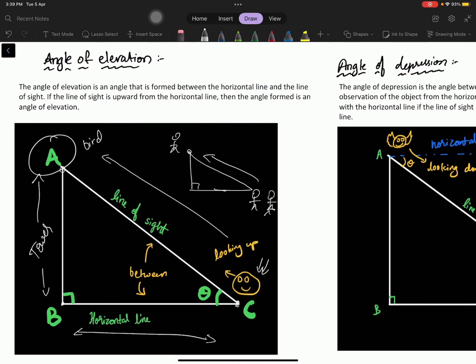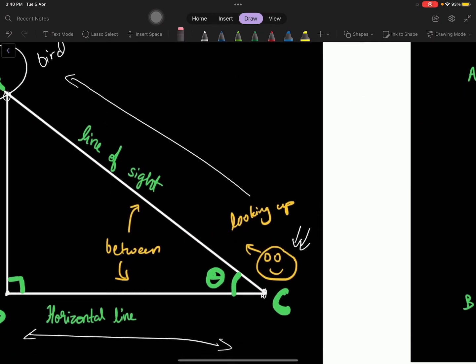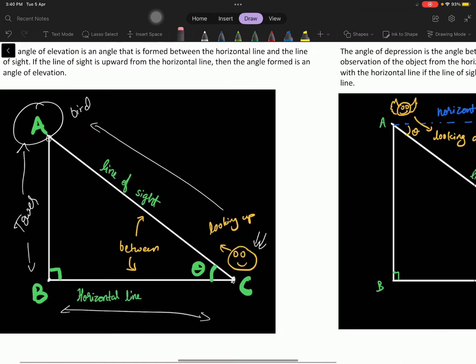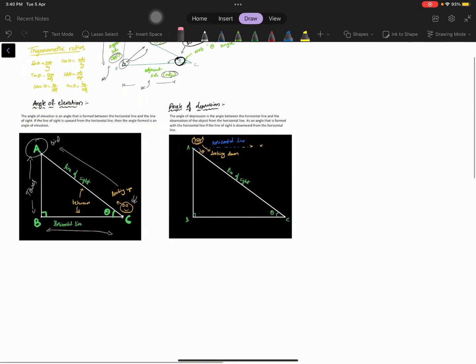If you are on top and looking down at something, it's going to be angle of depression. If you look up, it's angle of elevation. Look down, it's angle of depression. So angle of elevation is the angle that is formed between the horizontal line and line of sight. So you know what a horizontal line and line of sight is, right? So let's move on to angle of depression.